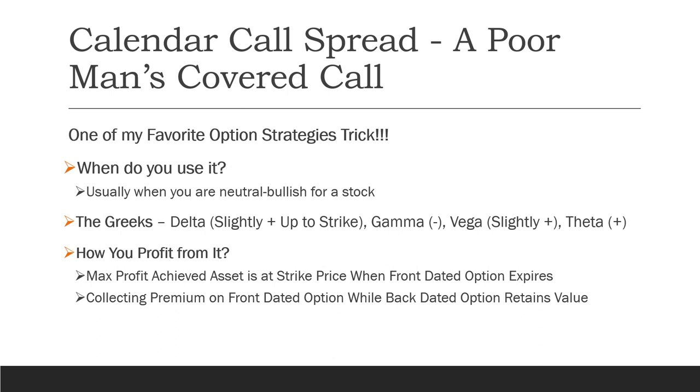A calendar call spread is basically a poor man's covered call because we don't actually have to own 100 shares of the stock, because we have a long contract that basically acts as our long position. And then we sell a shorter dated options contract, which is basically what you do for a covered call. So you actually use them in a very similar situation, but a calendar call spread is a lot cheaper to play. Of course, it also has more risk than a covered call. But with greater risks, we also get greater rewards, okay?